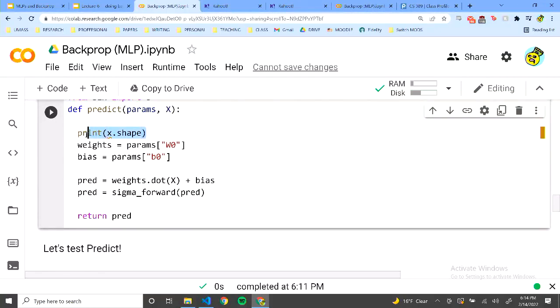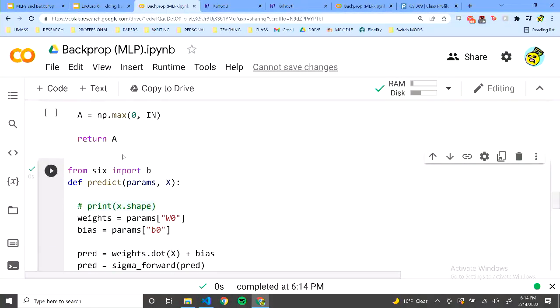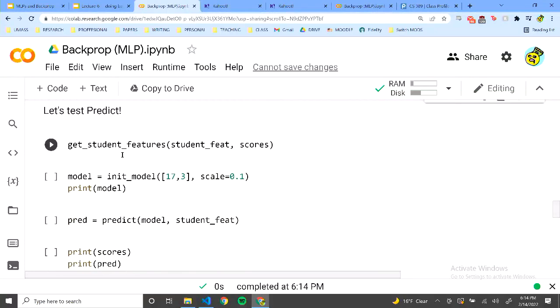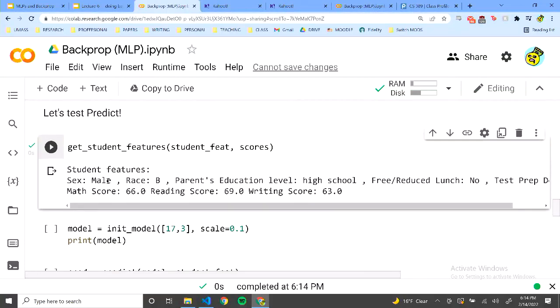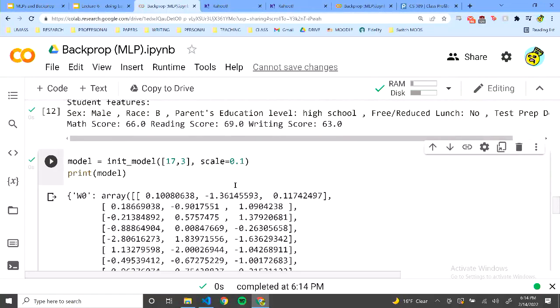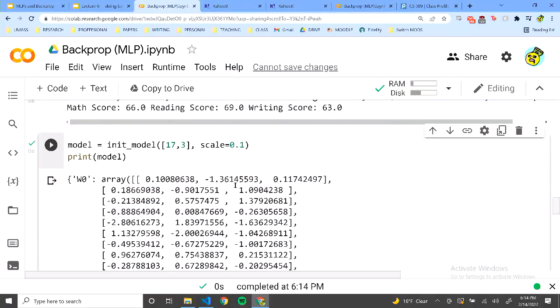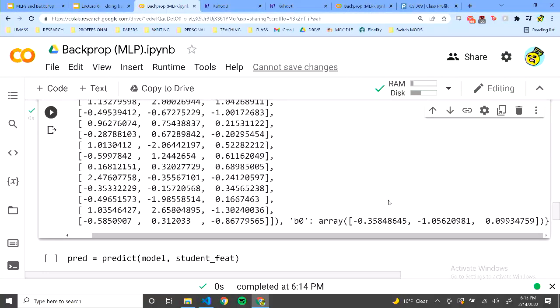Later down the line, we can maybe print out shapes to see what we have. All right, so let's save that. So now let's test it. This is just going to get us the student features. This is from before, so just to remind you, this is our student who's male of race B and so on. And these are the actual scores. So we're going to initialize our model and see what it looks like. We have this big weight matrix, which is going to be 17 by 3, and we have a b, which is just going to be 3 long. All right? Everything feel good there?